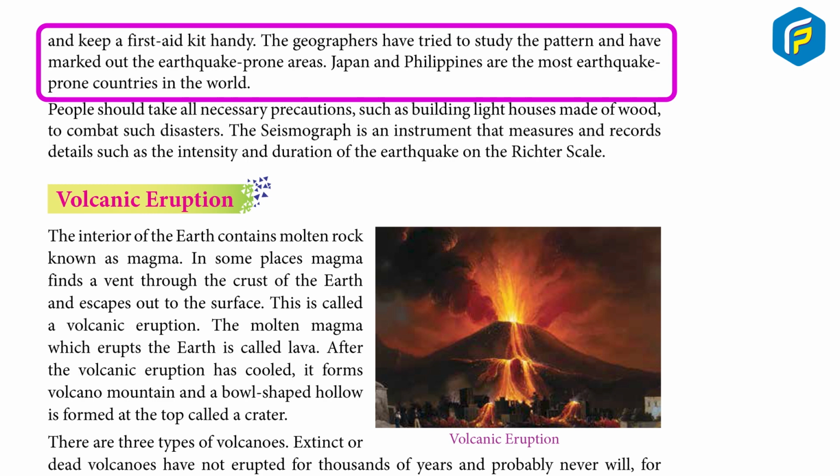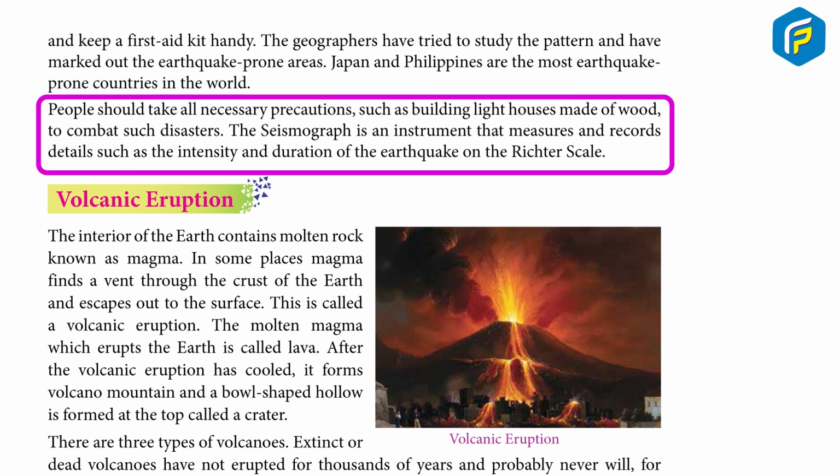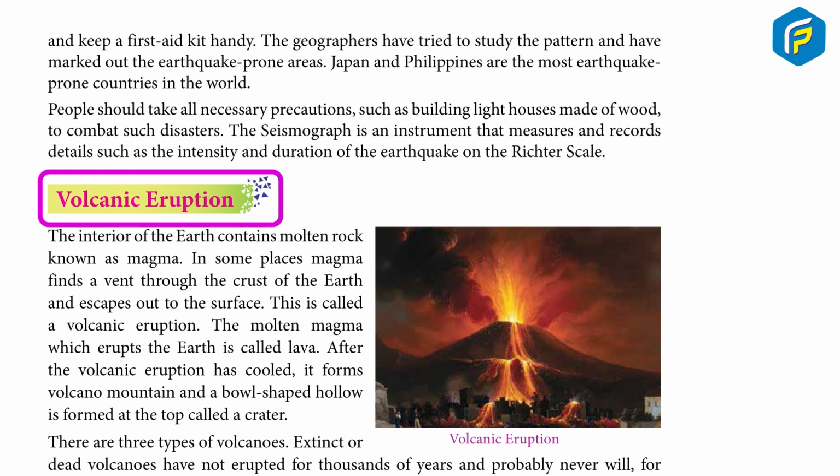The geographers have tried to study the pattern and have marked out the earthquake-prone areas. Japan and the Philippines are the most earthquake-prone countries in the world. People should take all the necessary precautions, such as building lighthouses made of wood, to combat such disasters. The seismograph is an instrument that measures and records details such as the intensity and duration of the earthquake on the Richter scale.